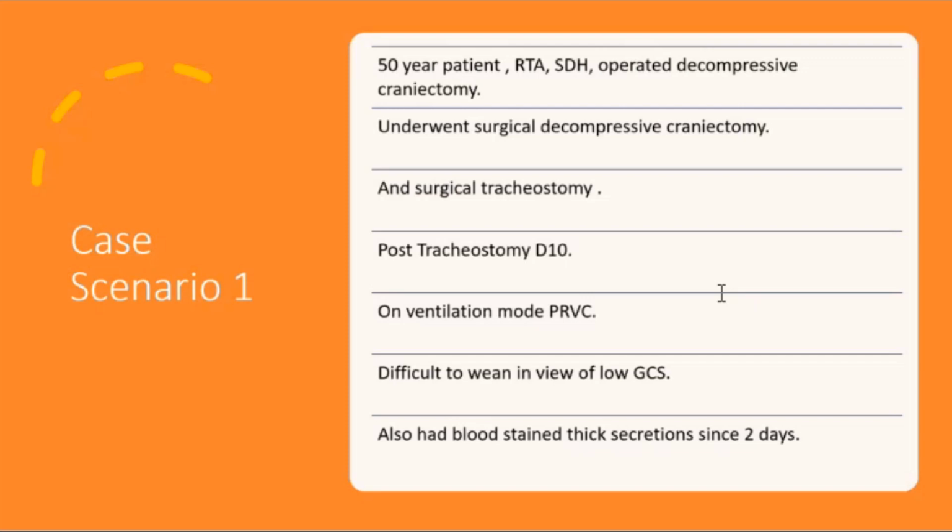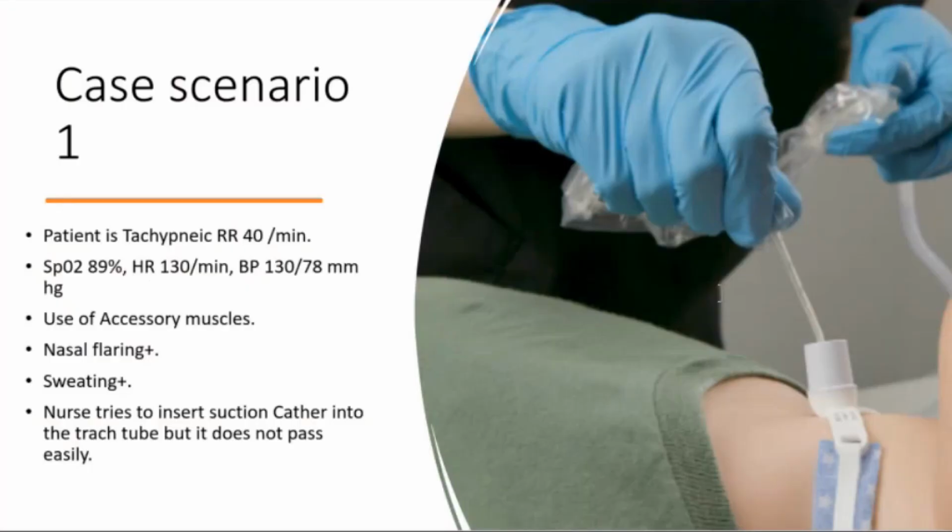So this is a case, a 50-year-old patient who had a road traffic accident, who underwent surgery for an intracranial bleed due to trauma, a surgical decompressive craniectomy, and subsequently underwent tracheostomy. It was post-operative day 10 of the tracheostomy. He was on the ventilator because of the low GCS. We had difficulty in weaning, and for the past 2 days he was having some bleeding in the tracheostomy as well.